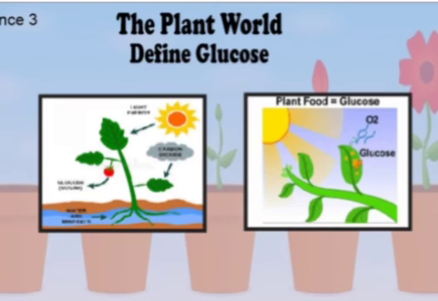Define glucose. Glucose is the food that helps the plant to grow. Glucose is actually made from carbon dioxide and water with the help of sunlight, as we have discussed in our previous slides. When carbon dioxide and water mix together with the help of sunlight, they form glucose, and this glucose is used as food by the plants to grow themselves.